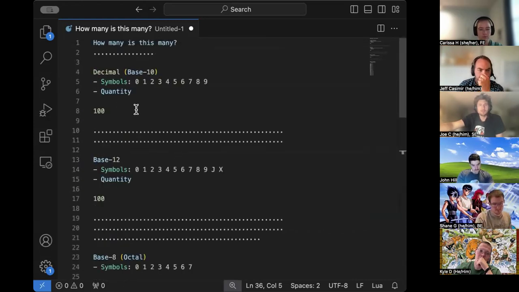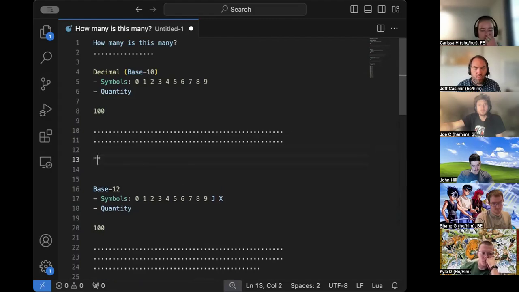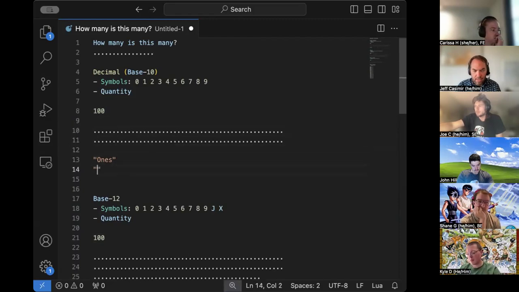Coming back here to base 10, I've thrown in there some words like the ones place. Right? And these words come from a computational mathematic meaning, if you will.